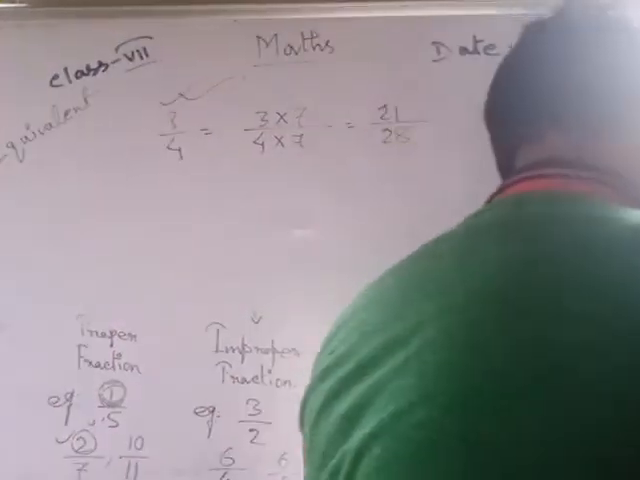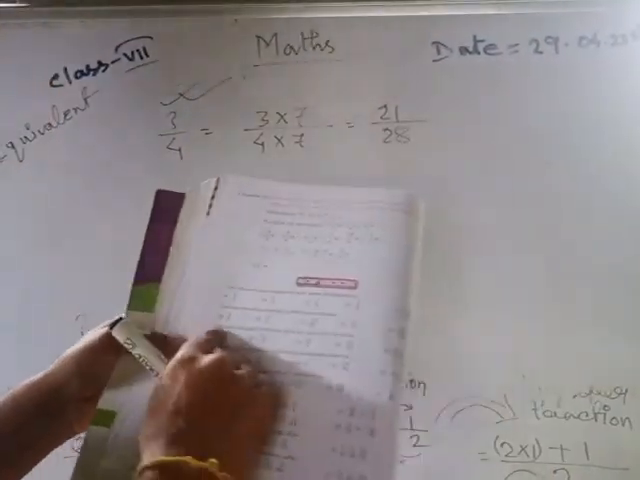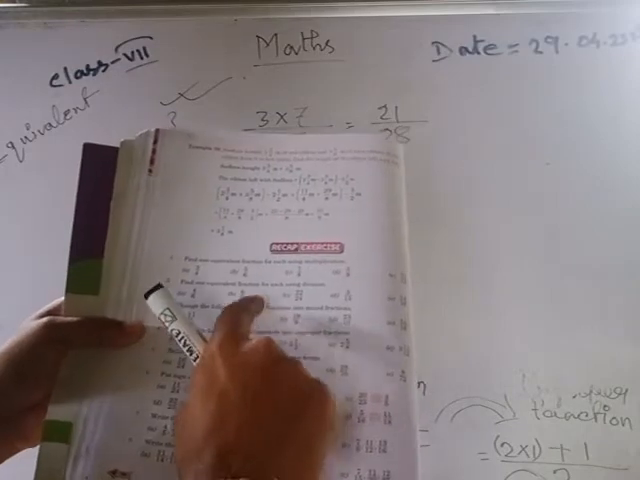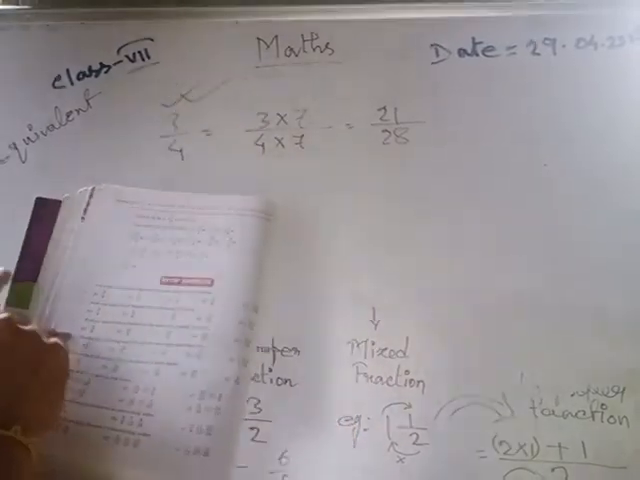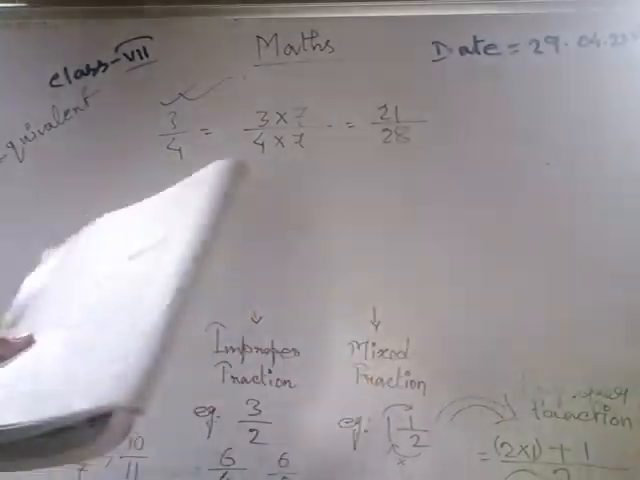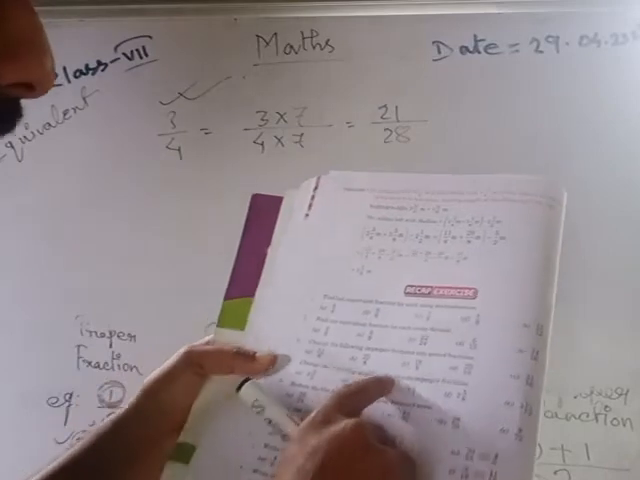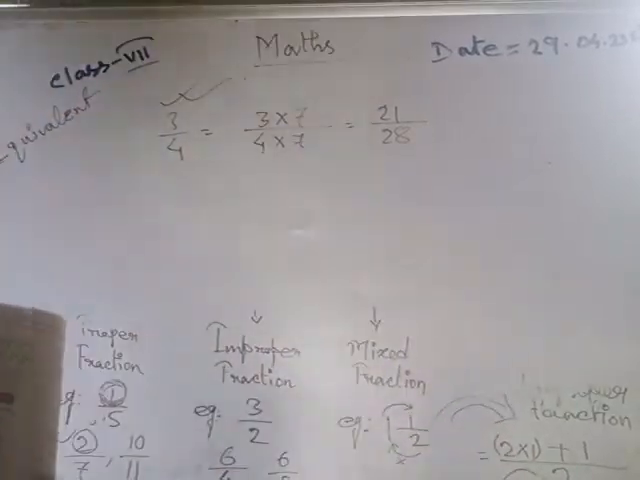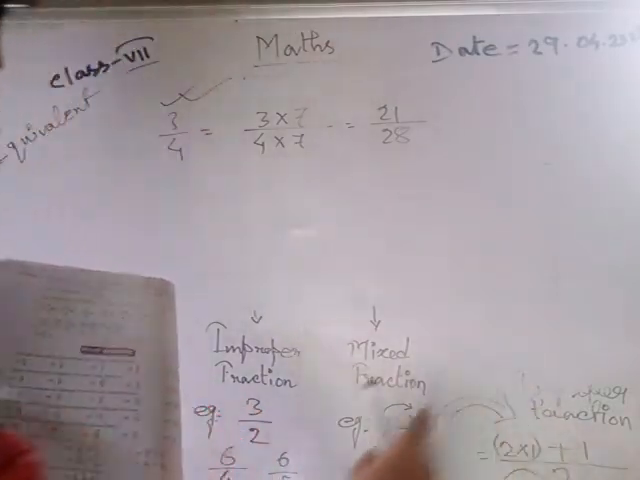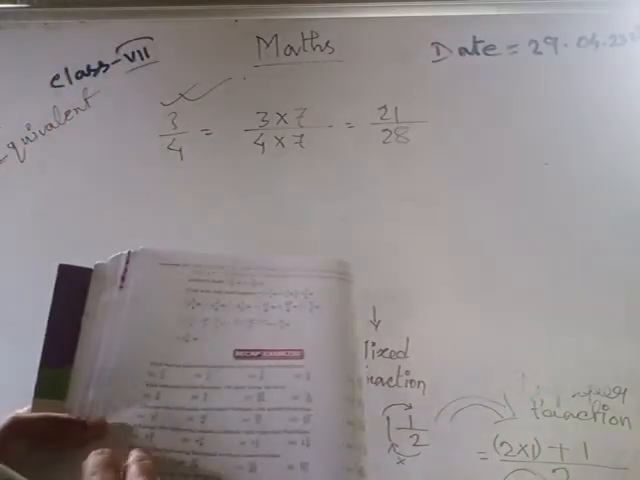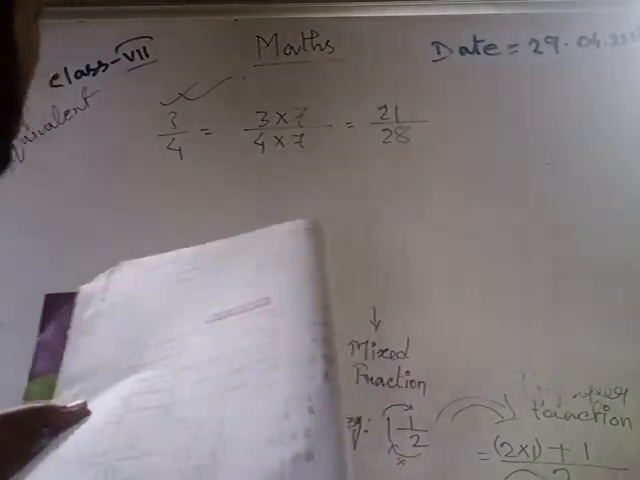And so that's why your homework, from page number 36: change the following improper fractions into mixed fractions. That means you should divide and do it. I already taught you. Change the following mixed numbers into improper fractions, like this. And reduce the following fractions to their lowest terms. That means you should divide it.